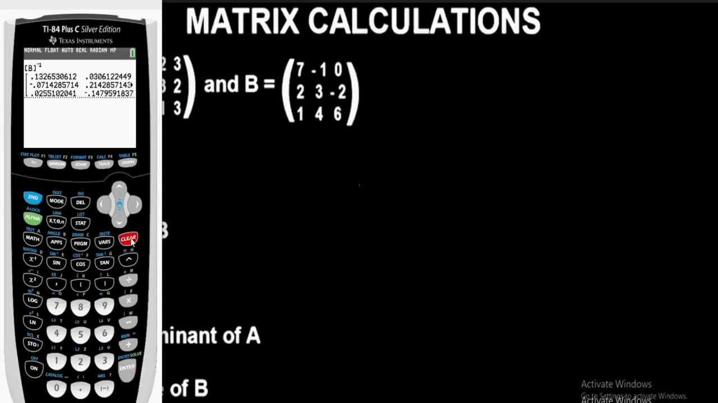Don't forget to reset your calculator once you're done. Press second, this plus button, press 7, reset, press 1, and press 2. Alright, we are good to go.